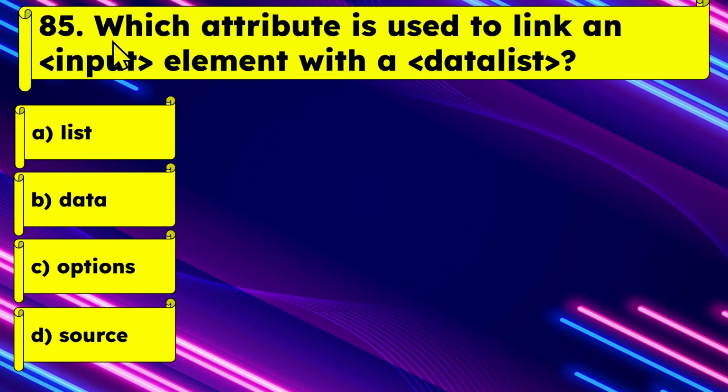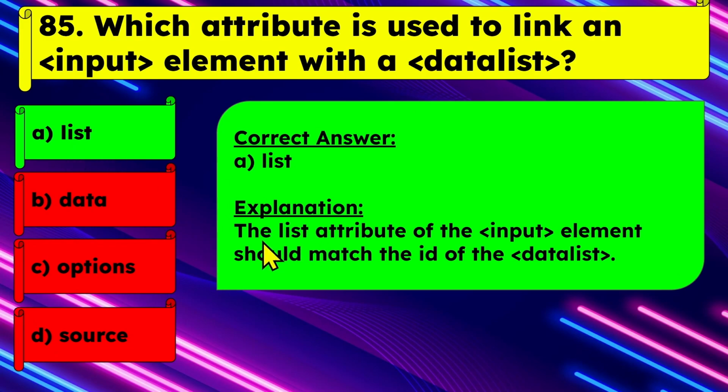Next question is, which attribute is used to link an input element with a data list? Option A, list. Option B, data. Option C, options. And option D, source. So here the correct answer is option A, list. You can see the list attribute of the input element should match the ID of the data list.